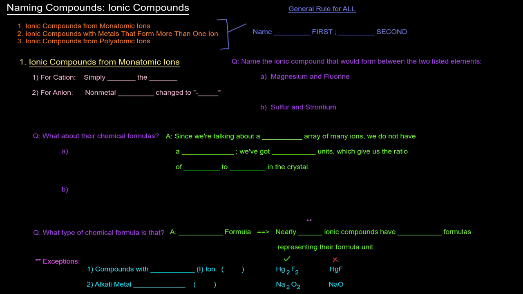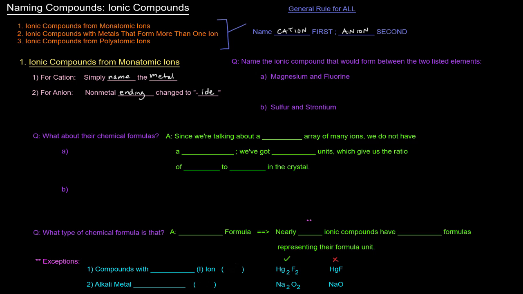Now the general rule with all of them is that we name the cation first, and then we name the anion second. That's for all three cases. So let's start off with the ionic compounds from monatomic ions. For the cation, you simply name the metal. And then for the anion, the nonmetal's ending is changed to "ide." You have the element name's root ending with "ide."